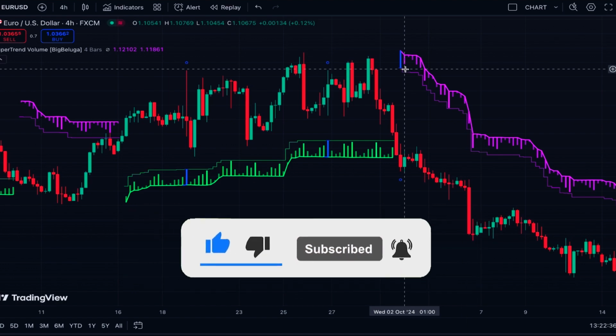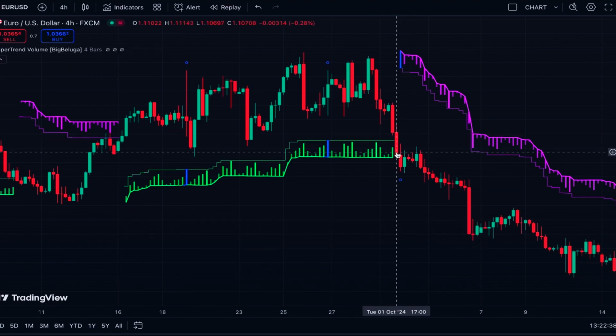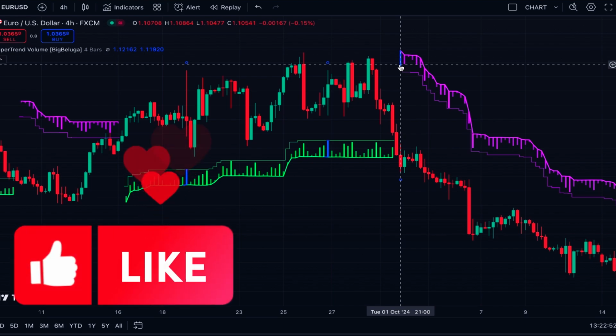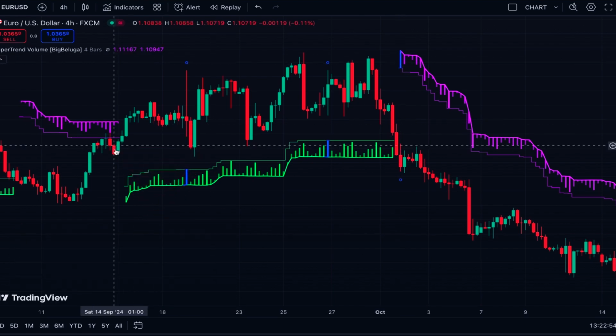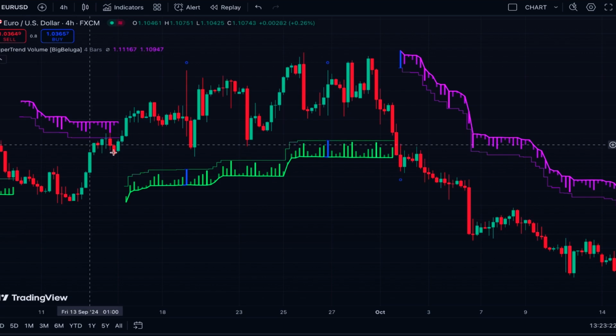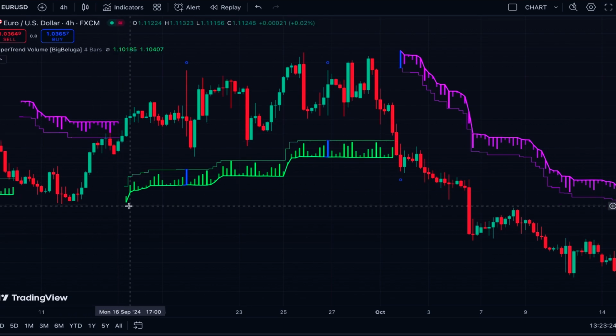In times that the super trend changes color and there is also a signal of high volume, there is more probability to have the beginning of a new trend compared to other times that there is no signal of high volume. For example, here when the super trend changed from green to purple, there is no signal of high volume. Or here when it changed from purple to green, also here there is no signal of high volume.